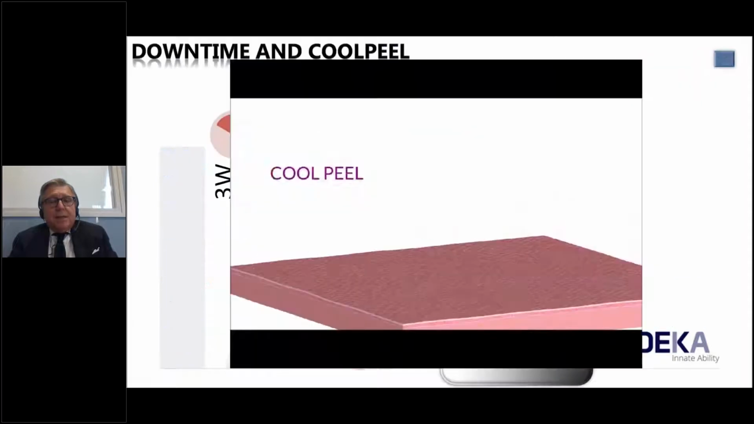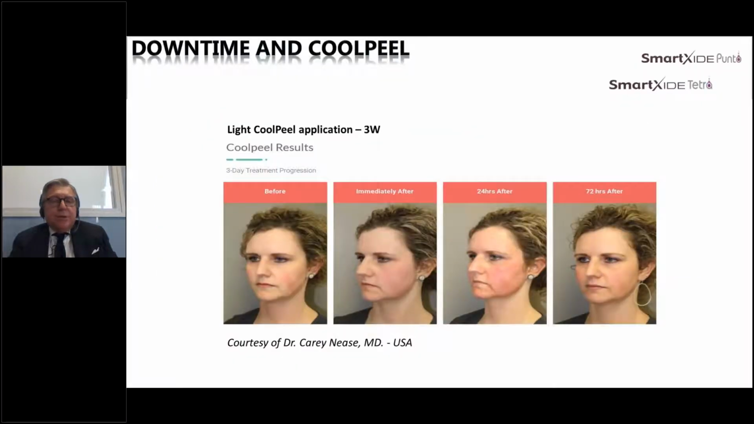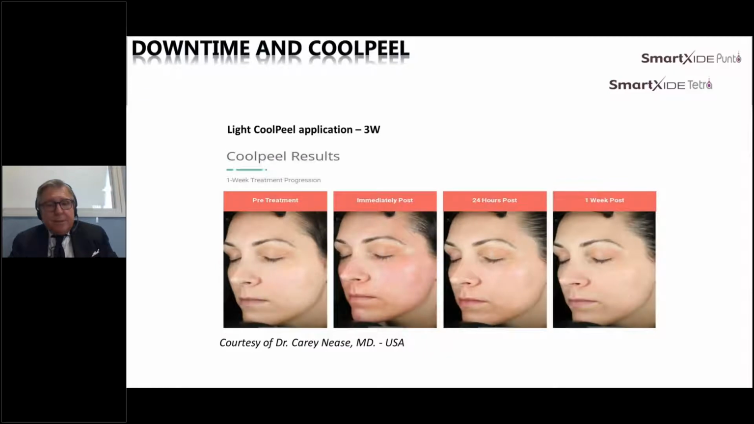The cool peel led to these results thanks to Dr. Carinis, who gives us the opportunity to compare our results with their results, and we get the same results, as you can see here in this picture.